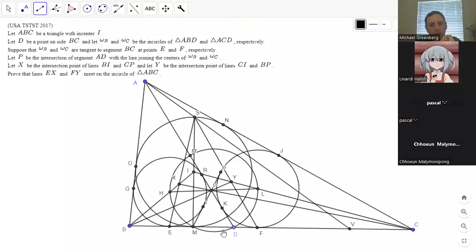So if EM equals DF, what is that the same as saying? Can we write that in terms of areas? The area of EMS over the area of SMF is EM over MF, and that's FD over DE, something like that.